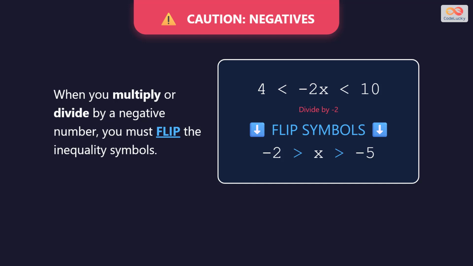There is one major trap to watch out for. If your coefficient is negative, like in this example where we have -2x in the middle, you must divide by a negative number. When you divide or multiply an inequality by a negative, you must flip the direction of the inequality symbols. Less than becomes greater than.